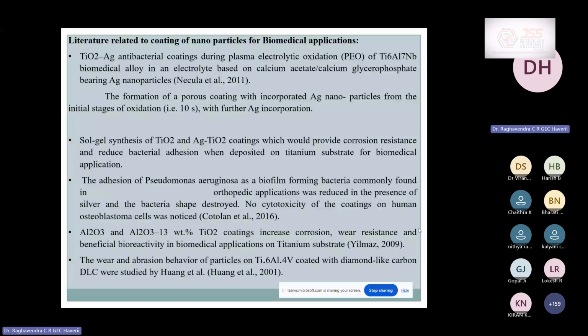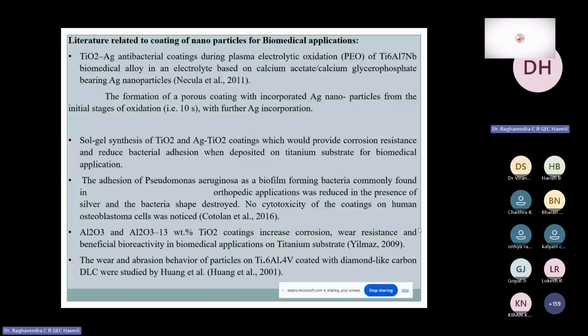The adhesion of pseudomonas biofilm for orthopedic applications: this is what Kotalan et al. worked on with silver coatings. They found no cytotoxicity of these coatings on human cells, which was noticed by these people.